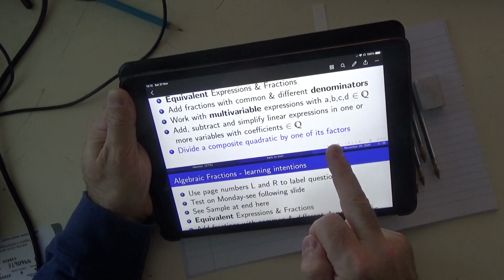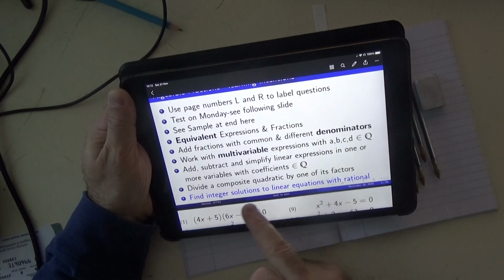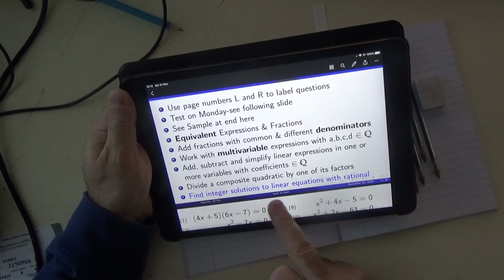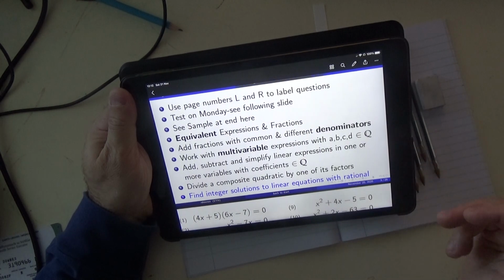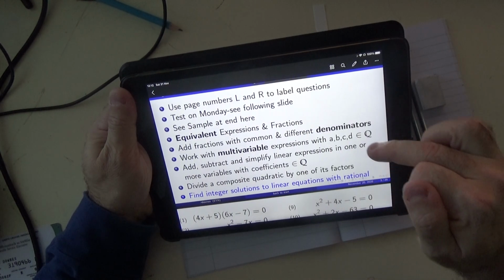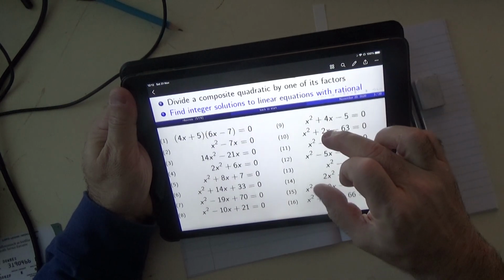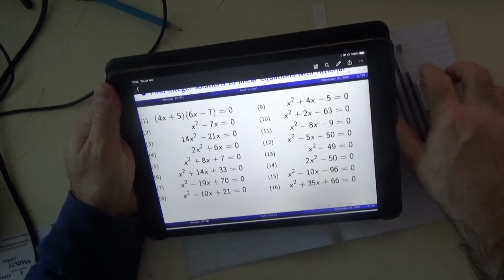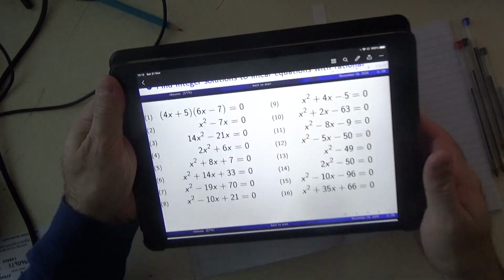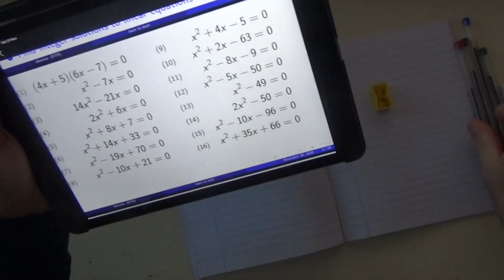Divide a quadratic by a linear term. It's very easy. And then find integer solutions to linear equations. I threw one or two of them in. It's really a continuation on from writing these as single fractions. Now this is your test, and I think this is what we want to focus on. I might cut this video short and just work on the questions in the test.